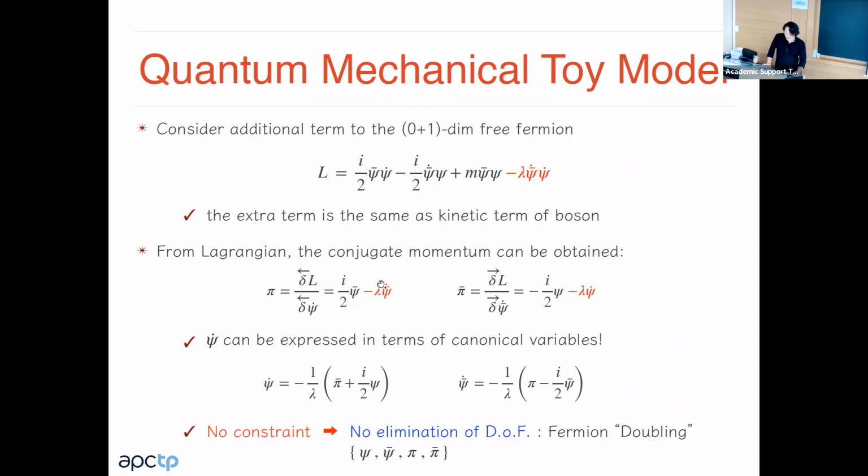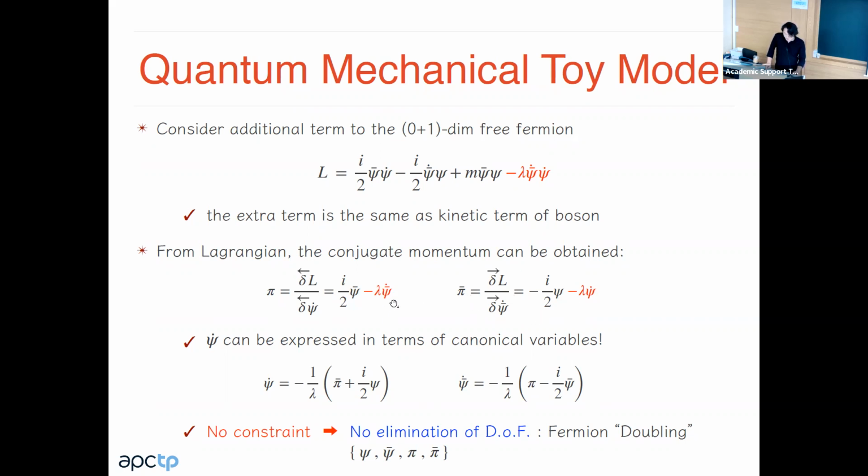Now this is really basic. I will consider canonical quantization, which means that I first calculate the conjugate momentum by taking the derivative of the Lagrangian with respect to theta dot. Then you can obtain this one and this one.